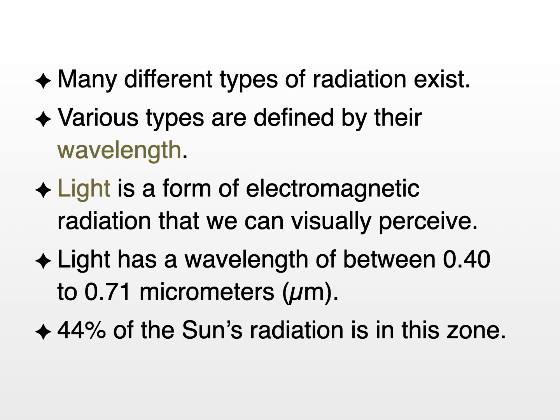We get light from the sun. The sun's radiation is not all light, only a portion of it. Approximately 44% is in the wavelength band known as light.